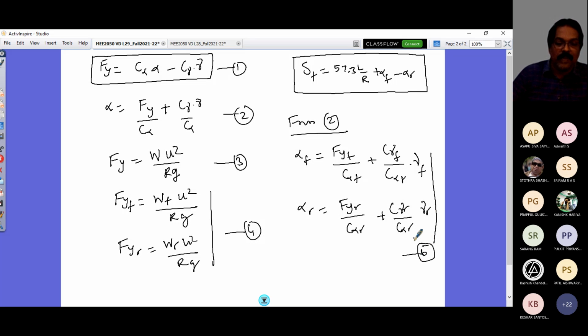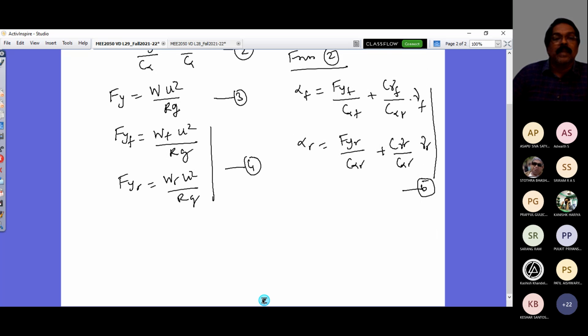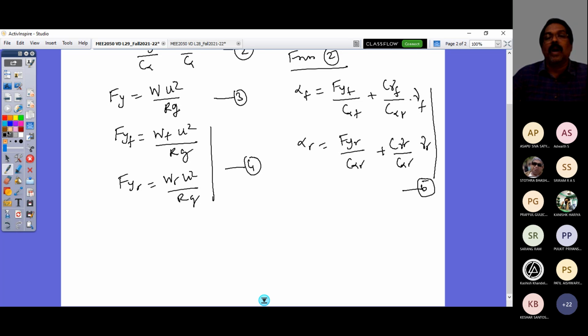So having these equations 4 and 5, we have understood clearly the effect of roll. So what is happening? In hard cornering, you give a steering input.